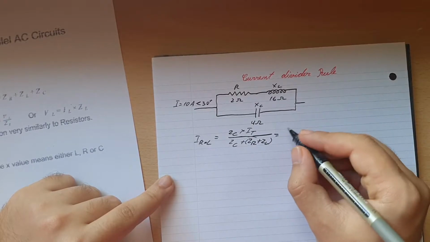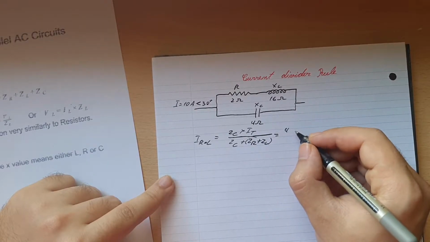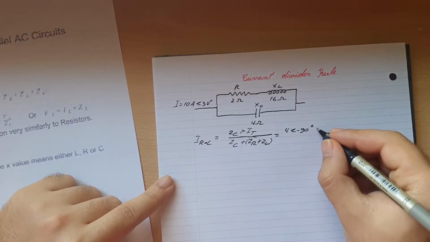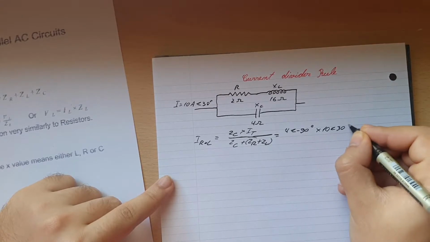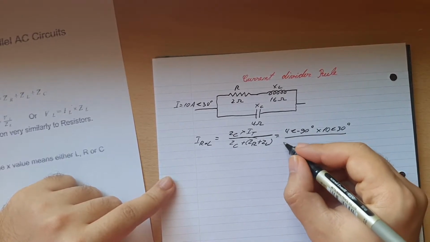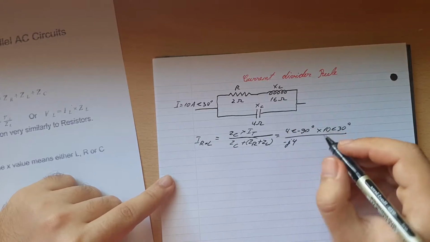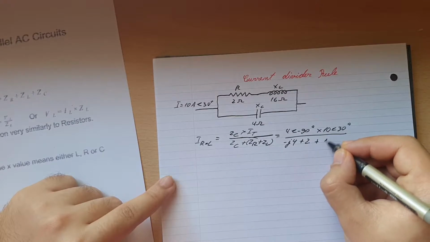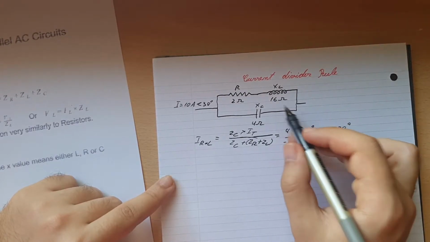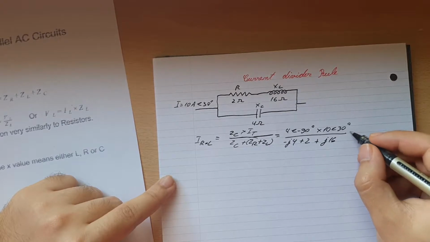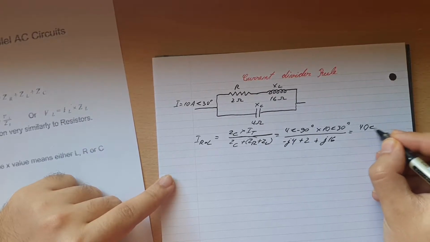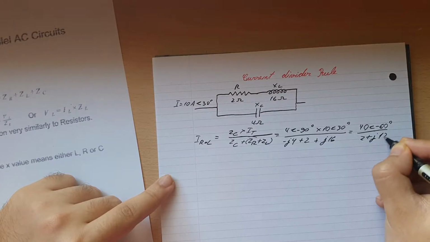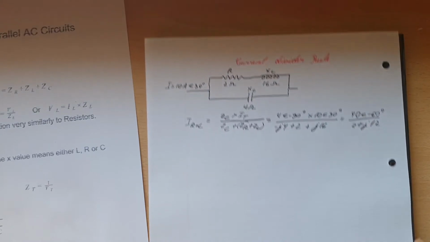So that would be equal to 4 ohms at an angle of minus 90 degrees multiplied by 10 at an angle of 30 degrees, divided by minus j4, because the capacitor has a negative value, plus 2, the resistor just as a real number, plus j16, because the inductor is a positive value of 90 degrees. So then that would be equal to 40 at an angle of minus 60 degrees over 2 plus j12. And there we have it. This is the first step.